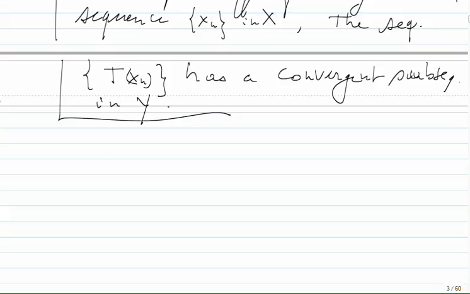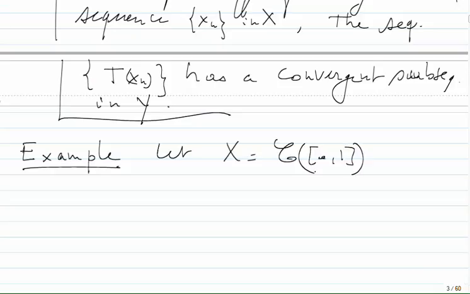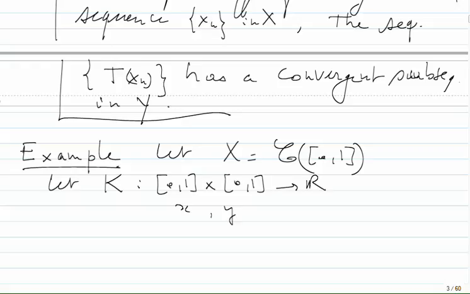Let us give an example of a compact operator. Let X be the continuous functions on [0,1] with the sup norm. This is a Banach space that we have seen before. And let k be defined with two variables, so k(x,y), and we assume that it is continuous. We know that the product [0,1] cross [0,1] is compact, and therefore we have a continuous function on a compact set.